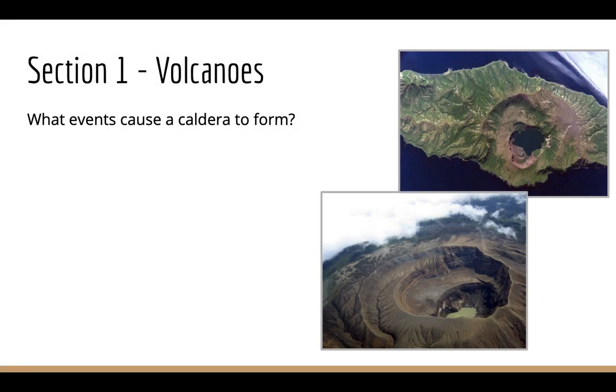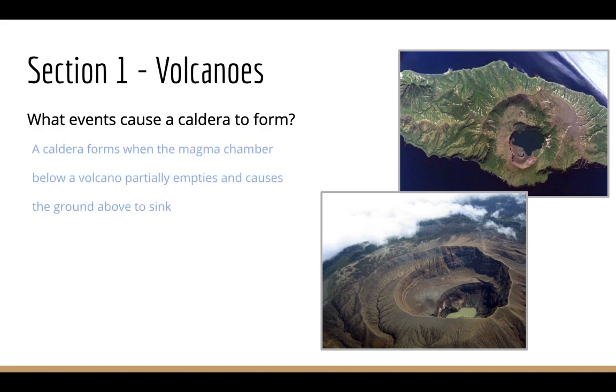So some great photographs of some calderas, and you can see their enormous size. Again, what events do cause calderas to form? That's when a magma chamber far below the volcano actually empties out of any of its volcanic magma, and as a result, that void left over, that empty space, collapses in on itself and causes the ground above it to sink into a depression.